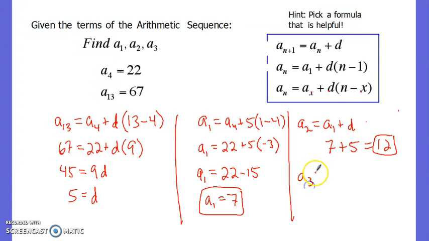To get a sub 3, I need to take a sub 2 plus the difference, or basically take 12 plus 5 and get to 17. And again, if I added 5 one more time, that should get me to a sub 4, which would have been 22. Again, this formula down here at the bottom is more of a general formula. If you take any step along the way, a sub x, and I add the common difference a certain number of times, right, n minus x, the number of times that it would take me to get from x to n, I can get from any term to any future term directly.